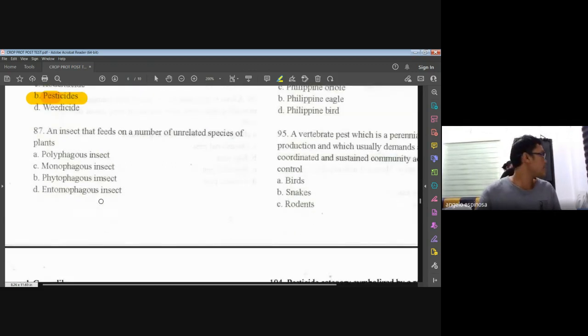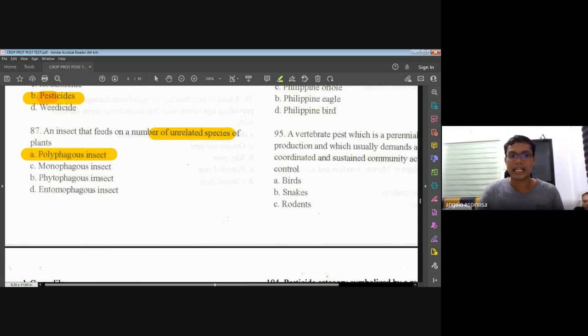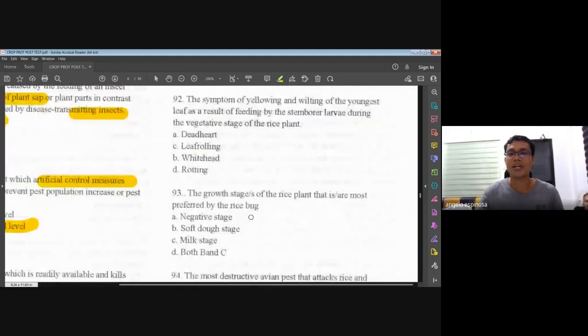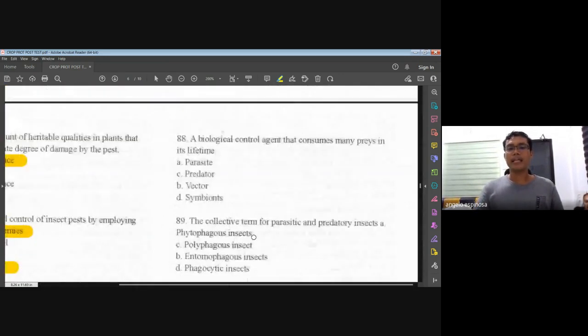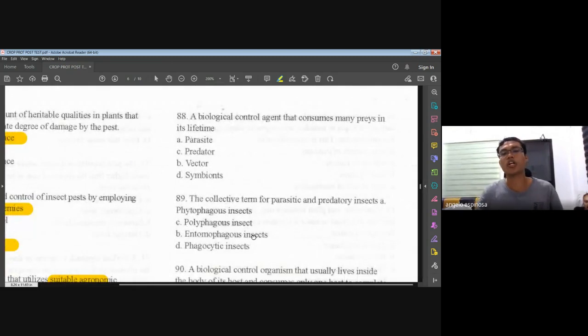Number 87, an insect that feeds on a number of unrelated species of plants. The correct answer is polyphagous. Poly, from the word itself, marami, kasi the word is number of unrelated species. Ibig sabihin madami. Hindi siya nag-iisa. Okay? Next, number 88, a biological control agent that consumes many preys in its life time. Ayun. The correct answer is predator. Yun. Ang tawag sa biological control na yan ay predator.